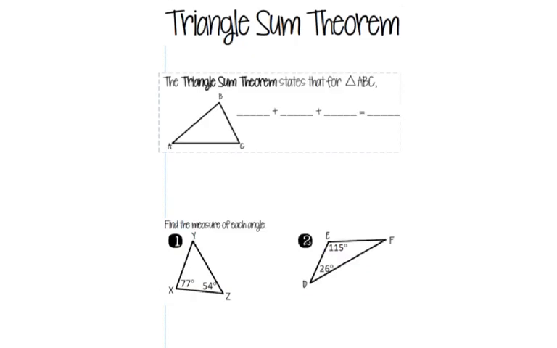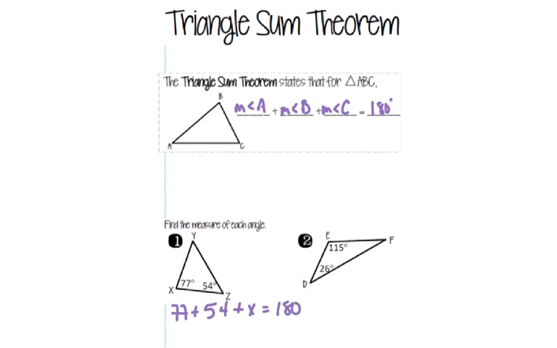Alright, so first up, the triangle sum theorem. The triangle sum theorem states that for triangle ABC, the measure of angle A plus the measure of angle B plus the measure of angle C is going to equal 180 degrees every single time. So, for example, down here at the bottom, it says find the measure of each angle. I know that I can add all three angles up in a triangle, plus my missing angle, and they're going to equal 180.